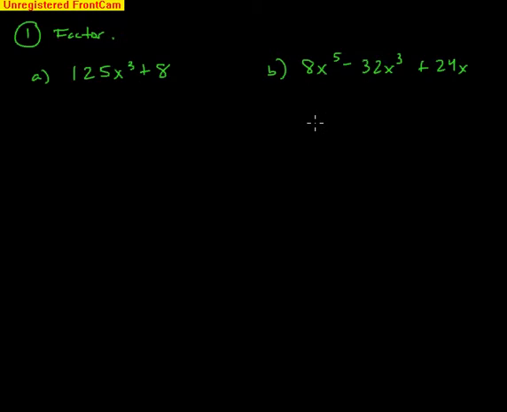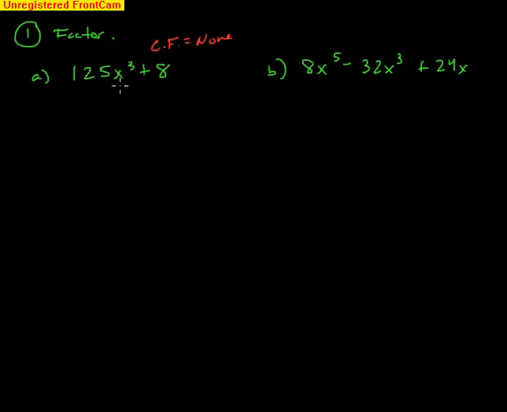Okay, and here's the two problems we will work on. Let's start with problem A. Again, these are factor problems. We need to factor 125x cubed plus 8. Hopefully you see two terms. You think to yourself, first thing, is there a common factor? Does 125x cubed and 8 have any common factors? And the answer is no. So there's none.